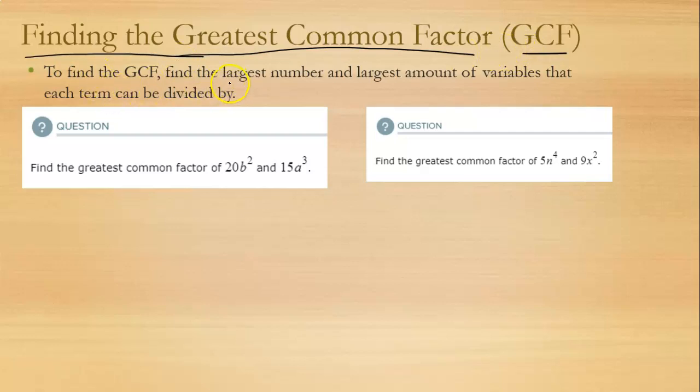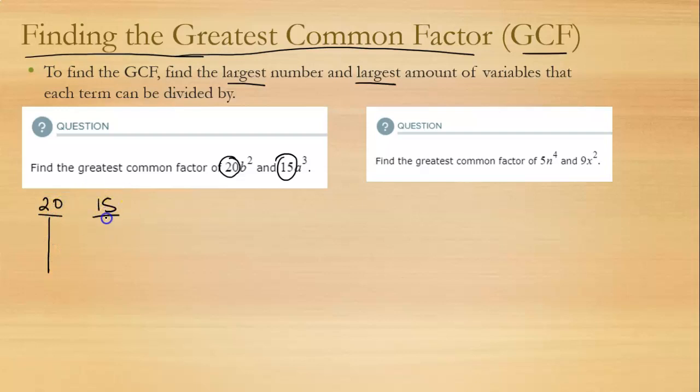To find your GCF, you're looking for the largest number and largest number of variables that each term can be divided by. So I always start by looking at my numbers. I want the greatest common factor of 20 and 15. So I think about the things that 20 and 15 can be divided by. If you know right away, great.